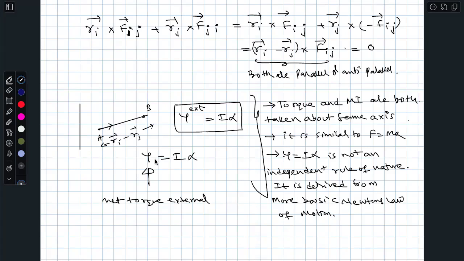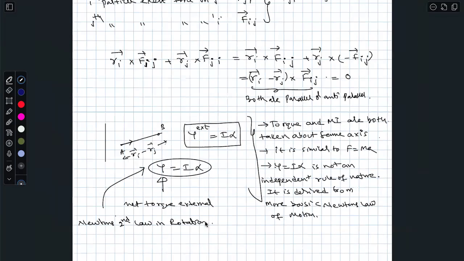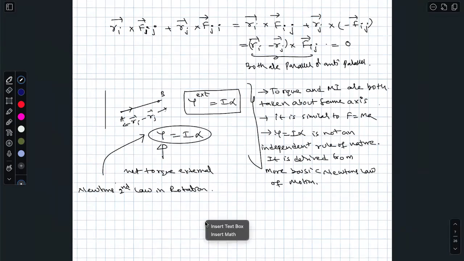Sometimes the same equation is also called Newton's second law in rotation. That's all. But tell me, do you have any doubt in this? The entire week, this is the theory which I'm going to use. Trust me. Why? Because the syllabus you had is this.